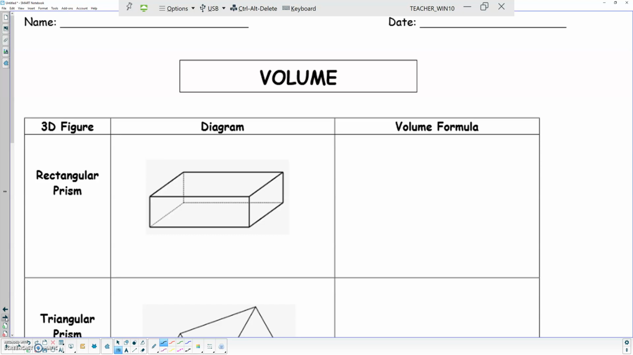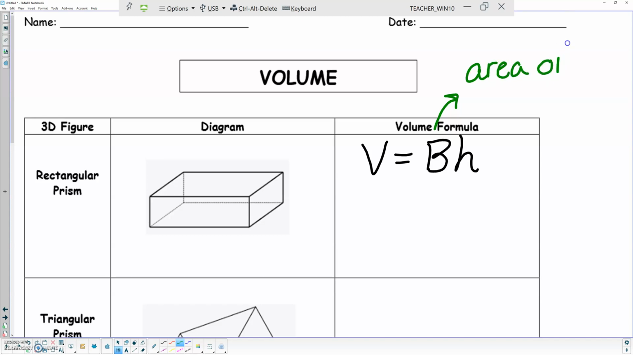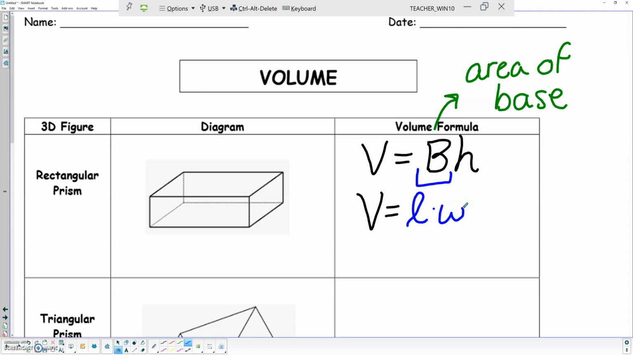Okay, so the first one is volume of a rectangular prism. In general for a prism, volume is area of the base times the height. Capital B always represents area of the base. Since we're dealing with a rectangular prism, we know that the area of a rectangle is length times width. So I can replace capital B with length times width.